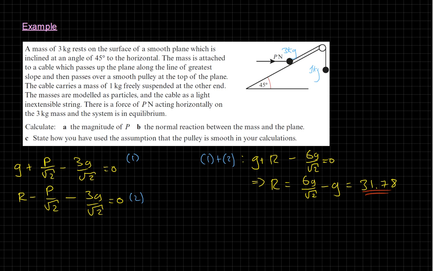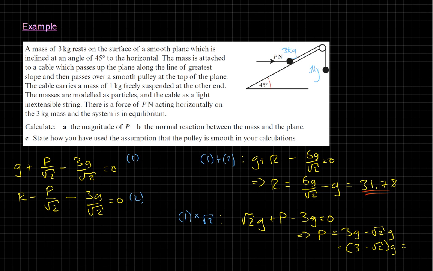And then part A, the magnitude of P. P we can actually get immediately from the first equation. So let's take the first equation multiplied by root 2. It's a bit of a funny notation I've written there. I'm not doing 1 times root 2. I'm just doing this equation times root 2. And I get root 2 g plus P minus 3g equals 0. That implies P must be equal to 3g minus root 2 g. Or in other words, 3 minus root 2 times g.